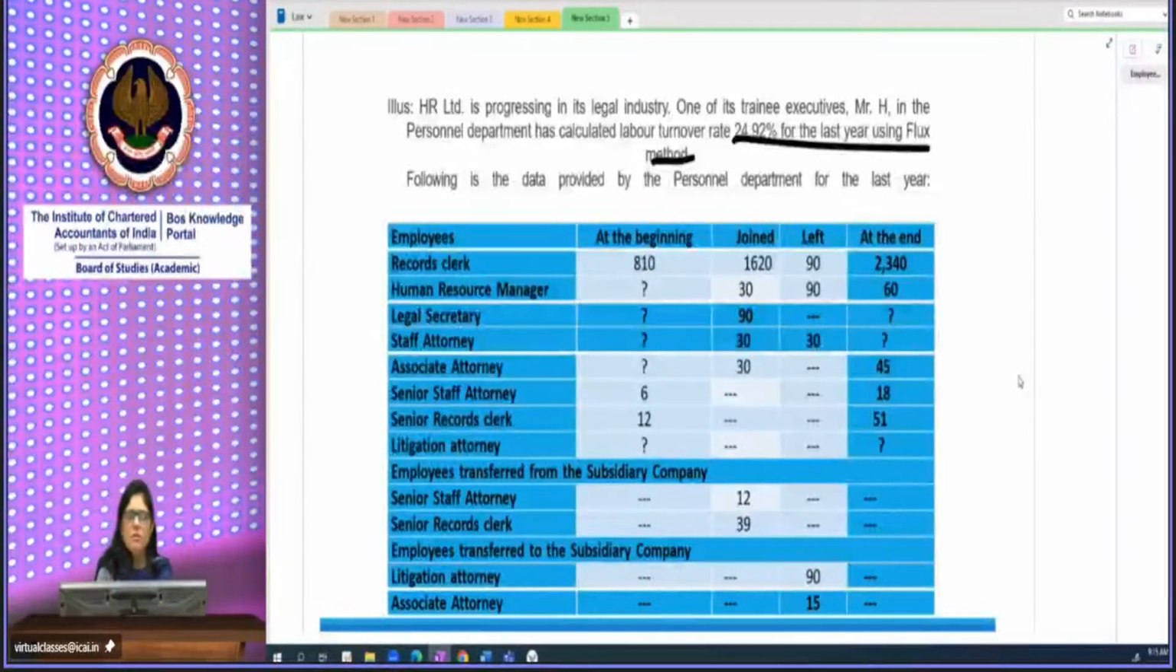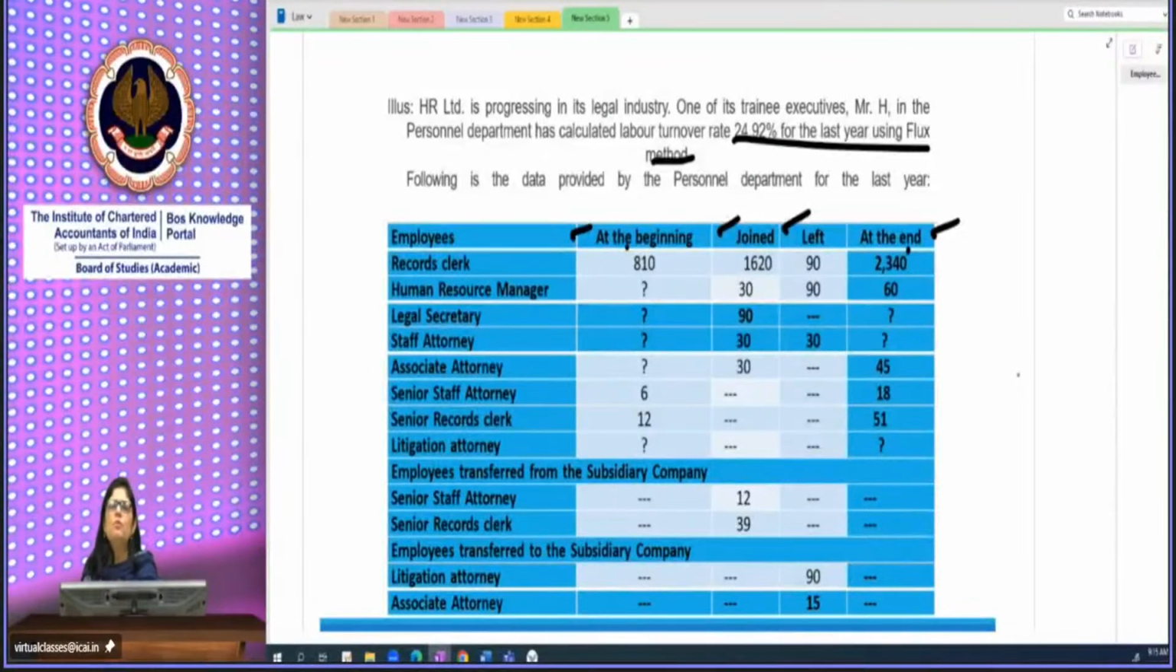All right. So this question we have at the beginning, we have employees who have joined, we have employees who have left, and then at the end of the period. All right. So at the beginning and at the end, how do we calculate the average? Beginning plus end, divided by 2. Clear? So that is how we calculate average. Number of employees joined divided by average number.